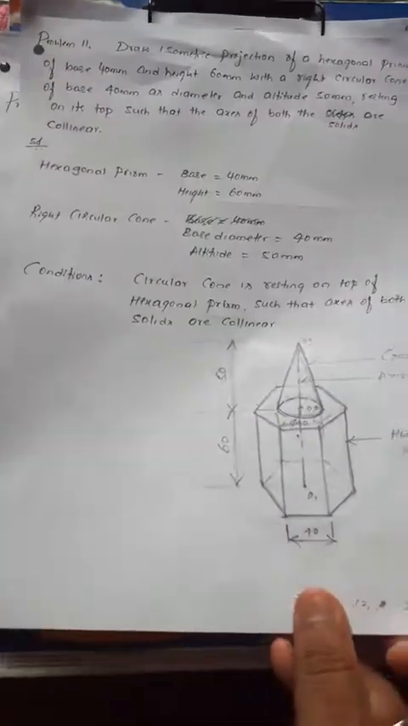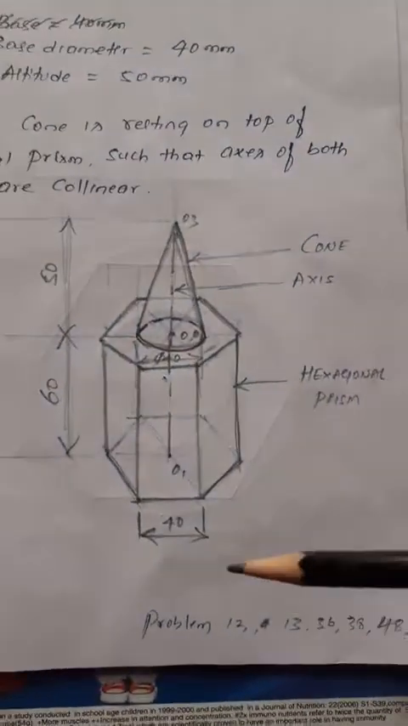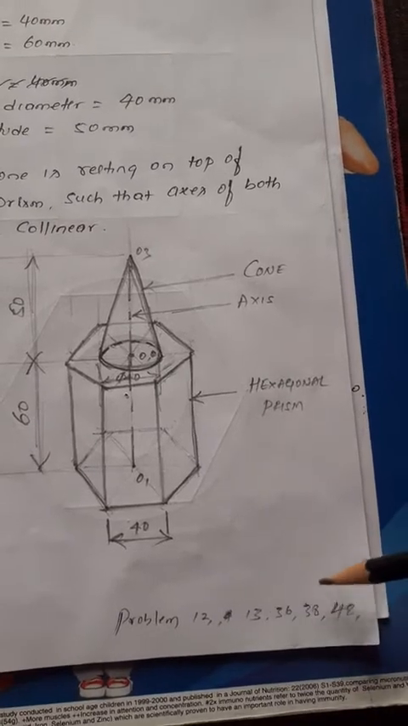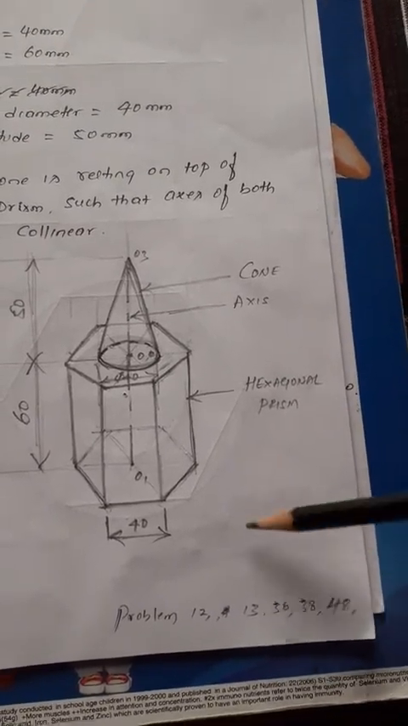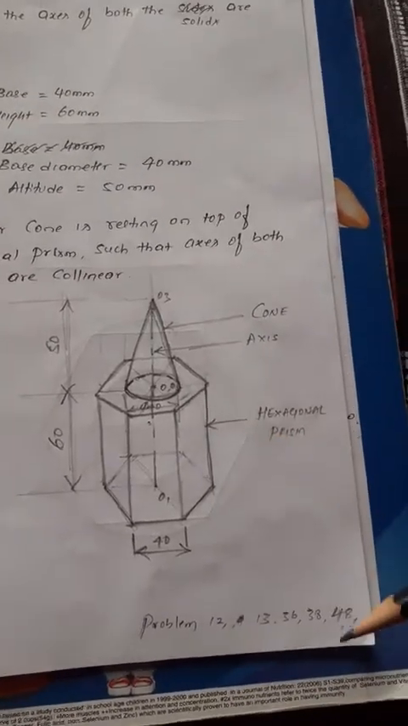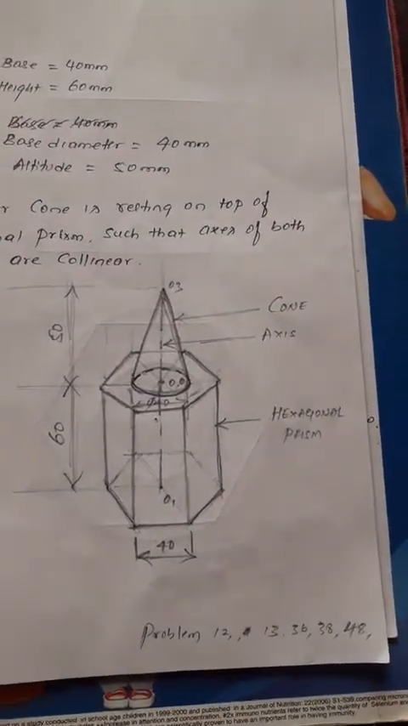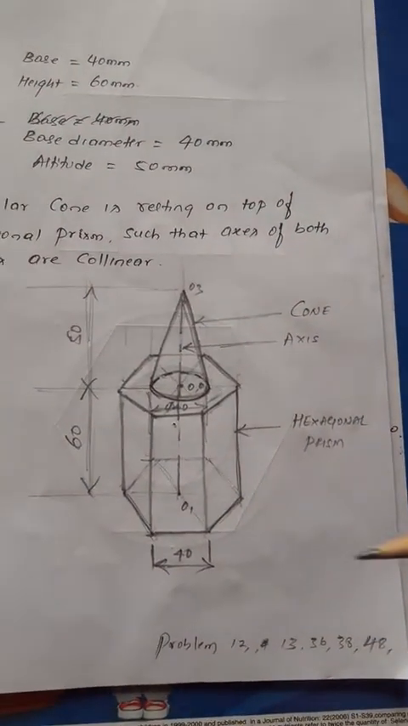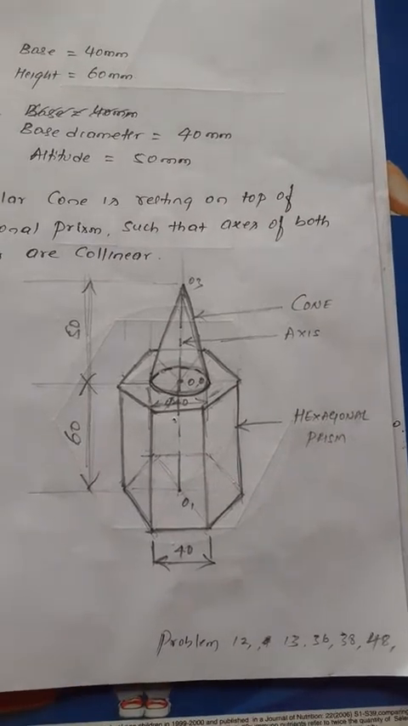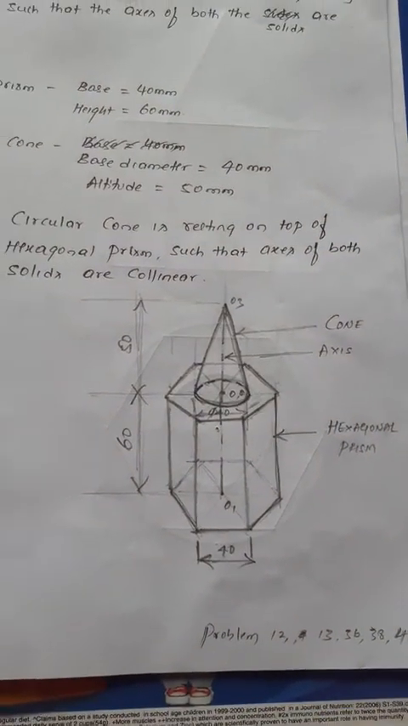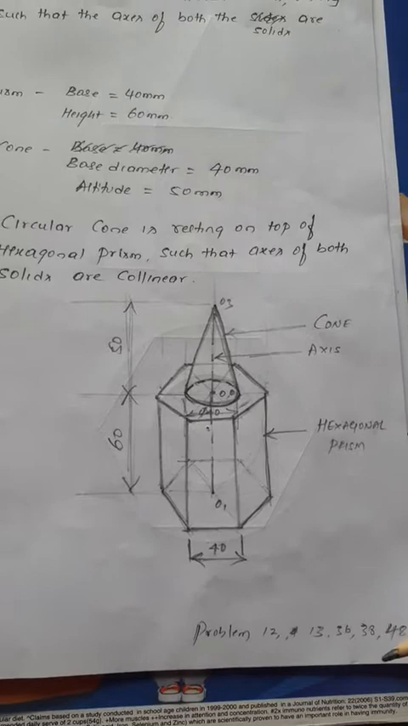And for assignment, if you go for problem numbers 12, 13, 36, 38, 48, these 5 problems are related to this one. Out of the 5 problems, solve any 2 problems and send them to my number. Total how many problems? Total 6 problems, right?